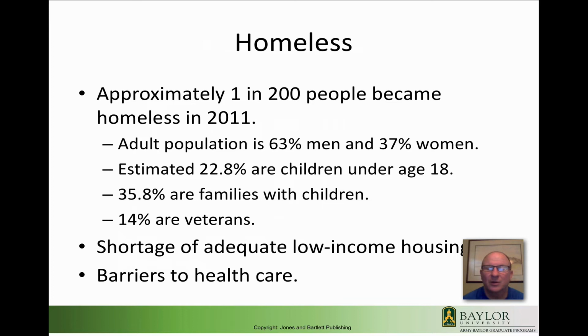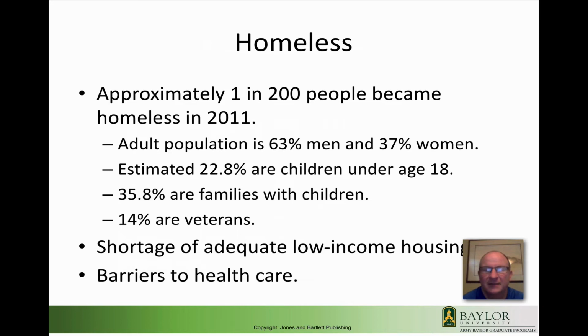Homeless. Approximately 1 in 200 people became homeless in 2001. Out of the adult population, it's almost 2 to 1, male to female. Almost a quarter of the homeless population are children under the age of 18. 35% of that population are families with children, and 14% are veterans. And again, those who have served represent less than 1% of the United States, yet they represent more than 14% of the United States when it comes to homelessness.